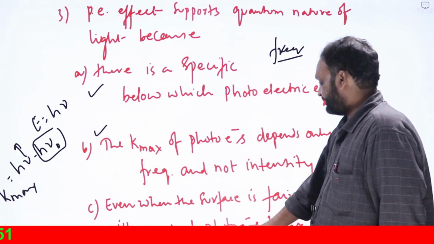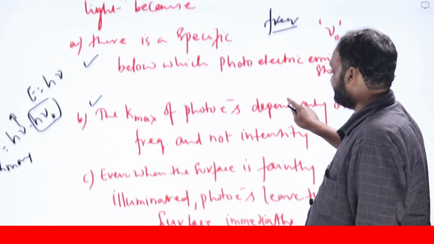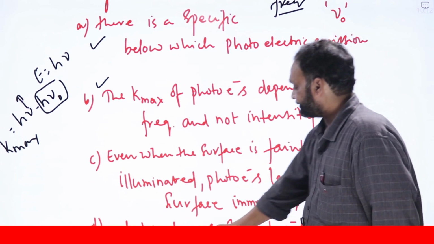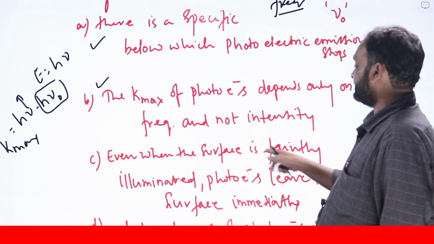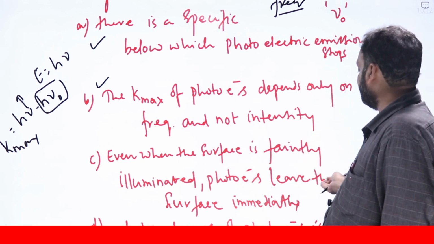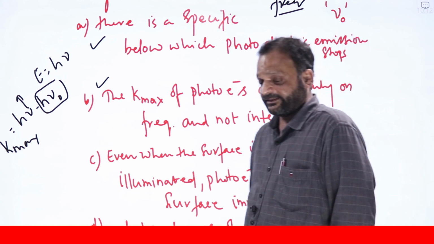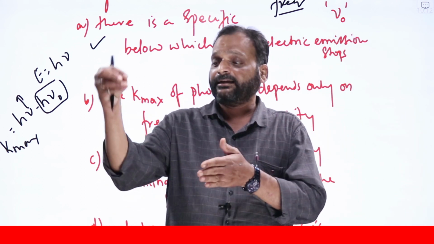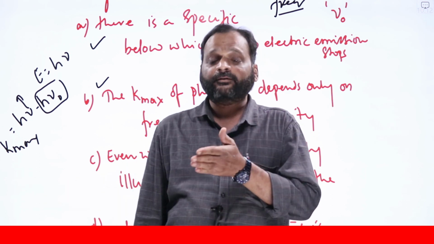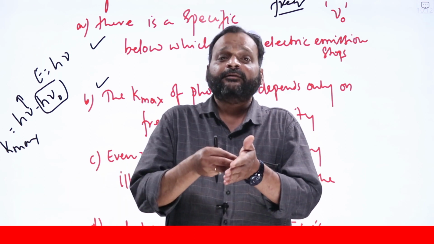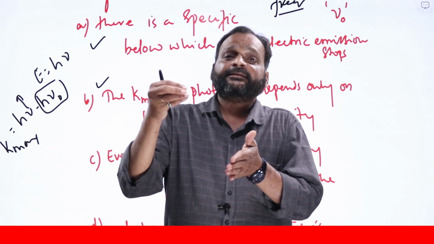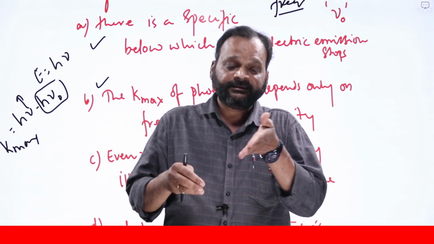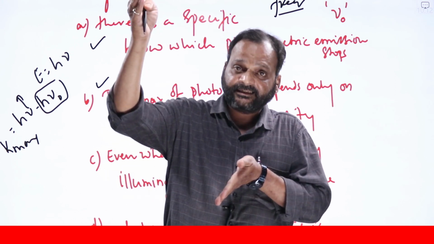The third option is even when the surface is faintly illuminated, photoelectrons leave the surface immediately. We have seen the fourth salient feature as what? There is no time loss in the process. The moment light falls, photoelectrons are found to come out. Why is there no time loss? Because it is an interaction between 2 different particles. One particle is the electron, other particle is the incident light photon.